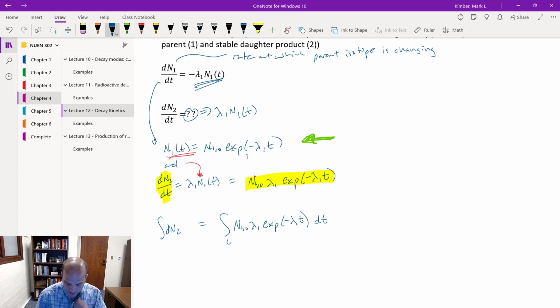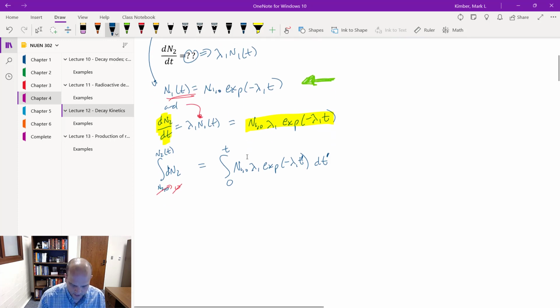And we're going to integrate from time equals 0 to some time t. Technically, to be proper, we would put some other variable here, call it s or t prime. So we're going to integrate this from 0 to t, and over here we're going to integrate from n2 naught up to some n2 of that time t. Now n2 naught is 0, and so now we can just evaluate that from 0 to some n2.